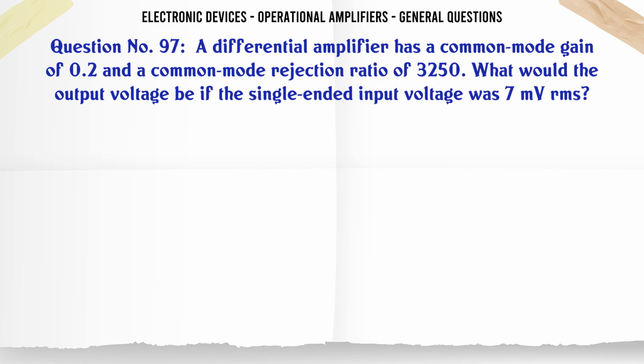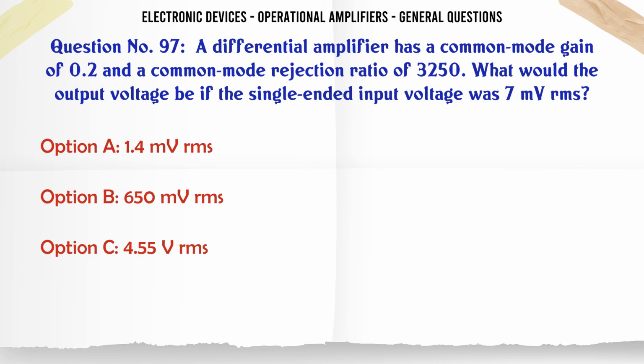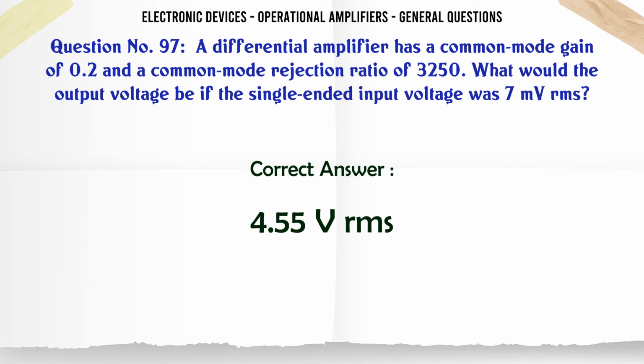A differential amplifier has a common mode gain of 0.2 and a common mode rejection ratio of 3250. What would the output voltage be if the single-ended input voltage was 7 mVrms? A. 1.4 mVrms, B. 650 mVrms, C. 4.55 Vrms, D. 0.455 Vrms. The correct answer is 4.55 Vrms.